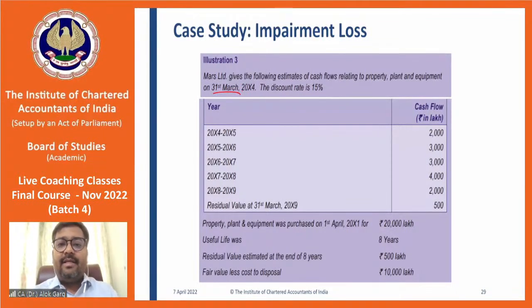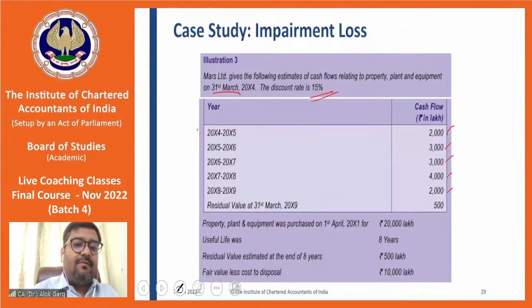The discount rate is 15%, and the discount rate is given in this question. For calculating value in use, discount rate is very important. In the next year, 2004-5, cash flow of 2000 lakhs is there. In 5-6, 3000 lakhs. In 6-7, 3000 lakhs. In 7-8, 4000. In 8-9, 2000 lakhs. So these are the cash flows for the first, second, third, fourth, and fifth year.